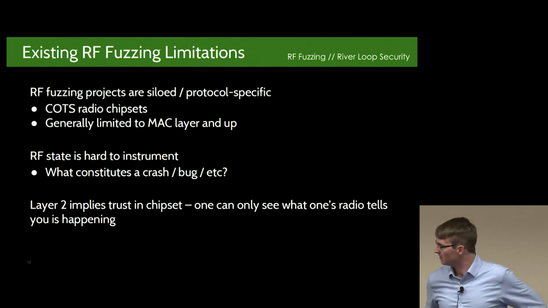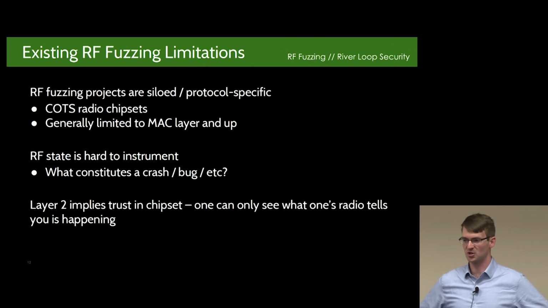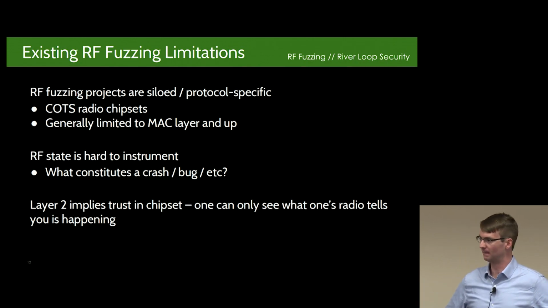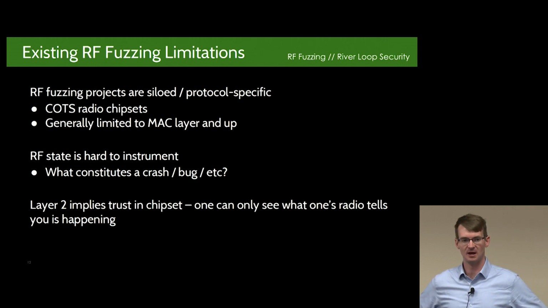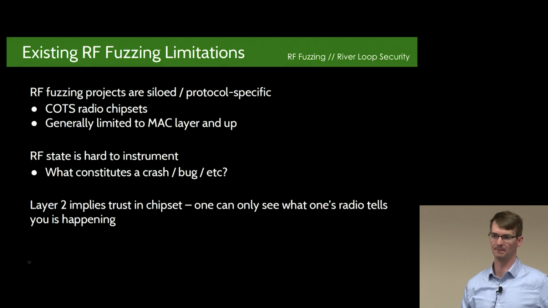So as I've alluded to, there are some limitations with the open source projects out there for orchestrating fuzzing on RF devices and protocols. Generally speaking, they tend to be protocol specific, and they're generally limited to the MAC layer and up. So if you want to go after physical layer characteristics, you're kind of out of luck.